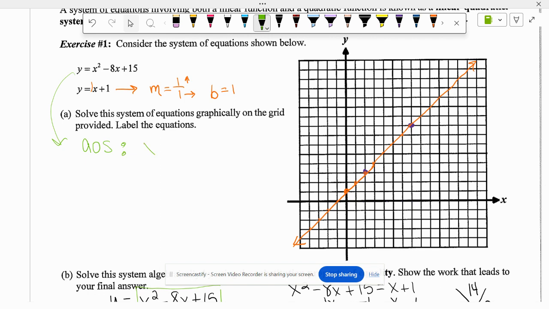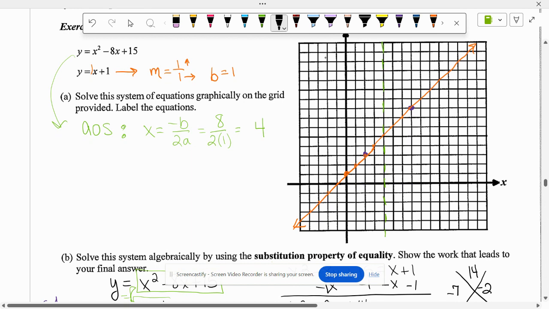So the opposite of b over 2 times a. Well, that's the opposite of negative 8, which is a positive 8, over 2 times 1. Well, 8 divided by 2 is 4. So 1, 2, 3, 4. I'm going to put a dashed line when x equals 4. Again, this is the only one that we're doing manually. So that's the axis of symmetry. It's the equation x equals 4.